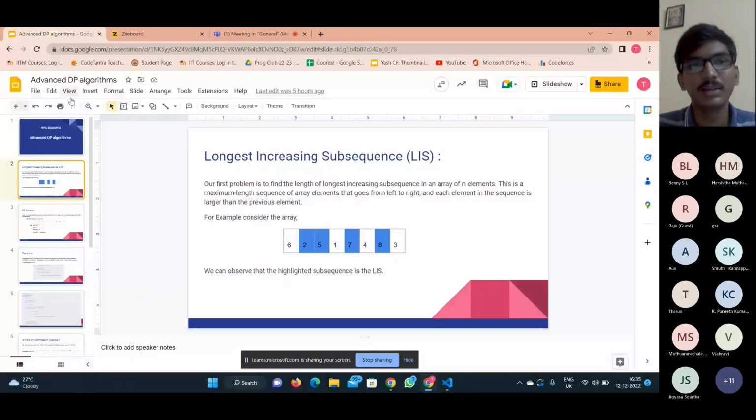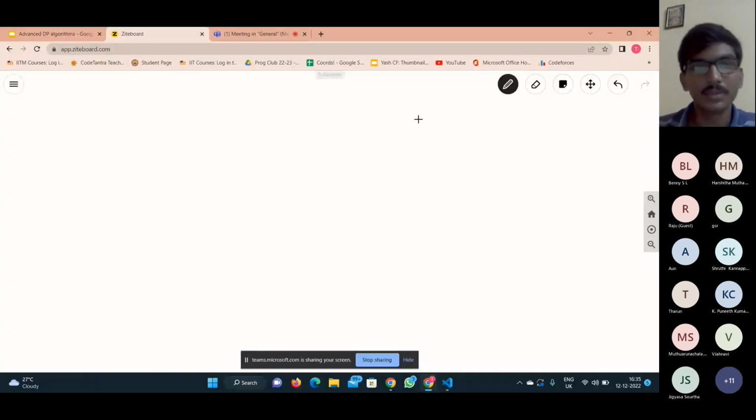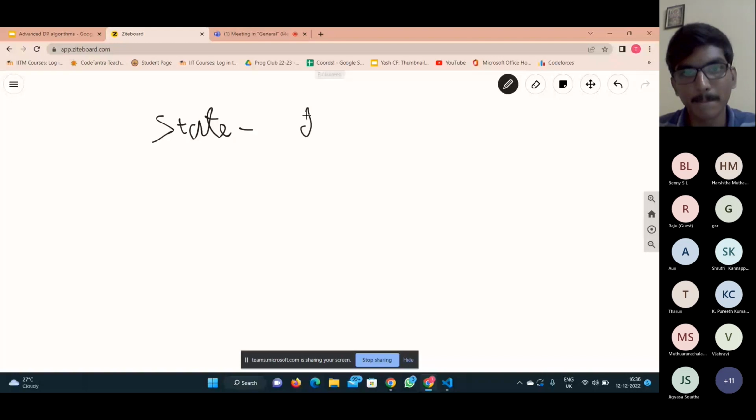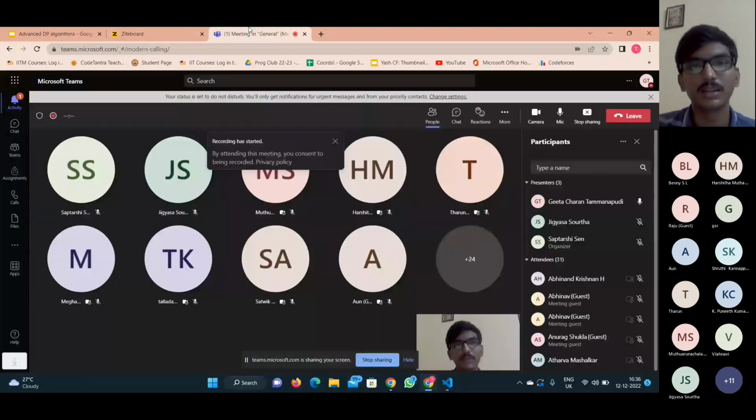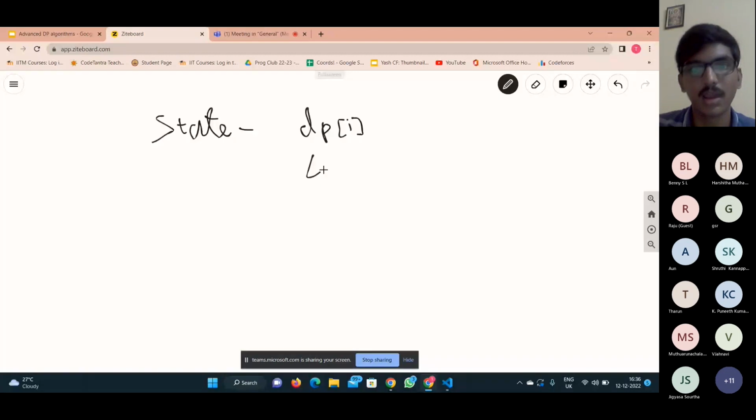Before finding a solution, as we know, this is a DP question. Before writing any DP solution for any problem, we need to have three things ready. The first one is state. The state of a DP is what DP of i represents. It may represent the length of the LIS till the ith index or anything. We need to know what DP of i represents.